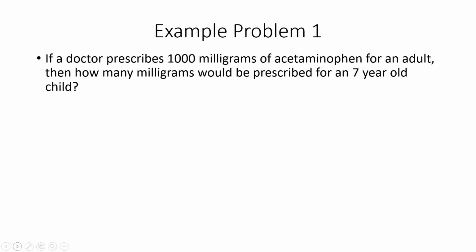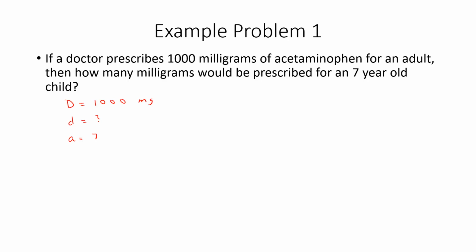Okay, so let's use that formula and let's work through this problem. It says if a doctor prescribes 1,000 milligrams of acetaminophen for an adult, then how many milligrams would be prescribed for a 7-year-old child? So first of all, it tells us that capital D, the adult's dosage, is 1,000 milligrams. Then it asks us how much would the child's dosage be. So that's what we're looking for. Then it gives us the child's age of 7 years old.